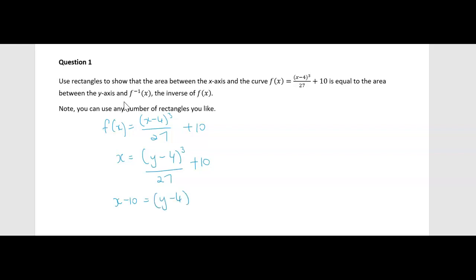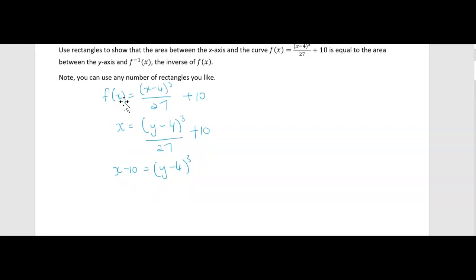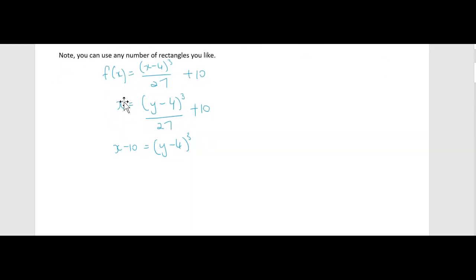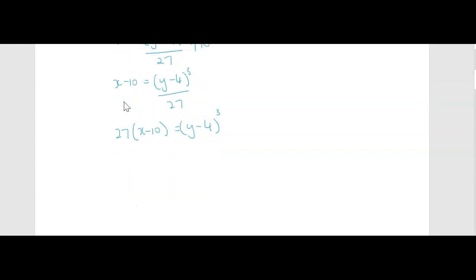Now this isn't actually a hard one to do. It probably looks a bit more complicated than what it needs to be. Over 27, then we're going to multiply both sides by 27. Now I'd probably do this in fewer steps than what I'm doing now. The opposite of cubing is taking the cubed root. So the cubed root of 27 (x minus 10). Whoops, make that a little bit longer.